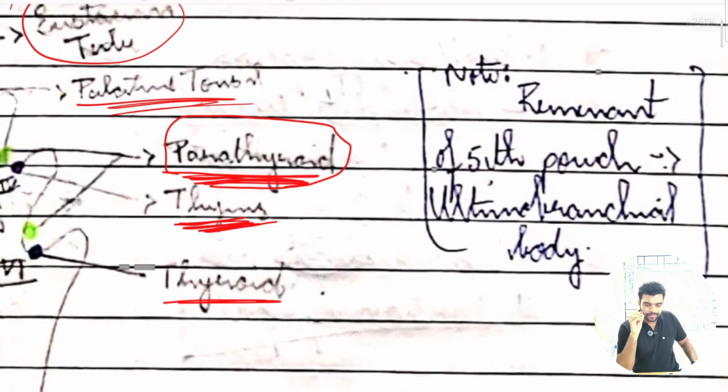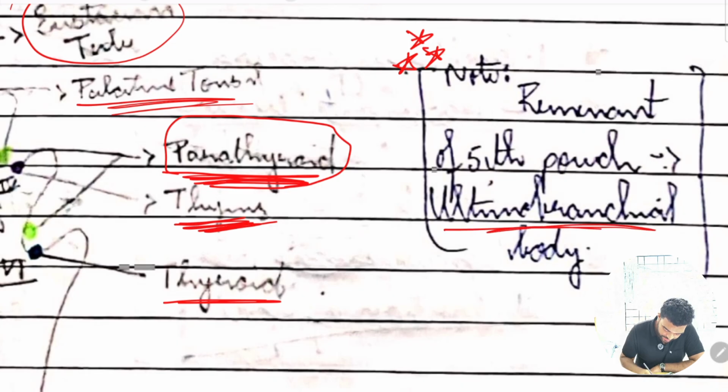One of the noted points here is, and it has been asked repeatedly in our competitive exams, is the remnant of the fifth pharyngeal pouch. So remnant of the fifth pharyngeal pouch, see, I told you, right, there were 6 arches. Okay, 6 arches, and the fifth arch will be degrading. Okay, for example, if this has not been degraded, then it will form something known as ultimobranchial body.